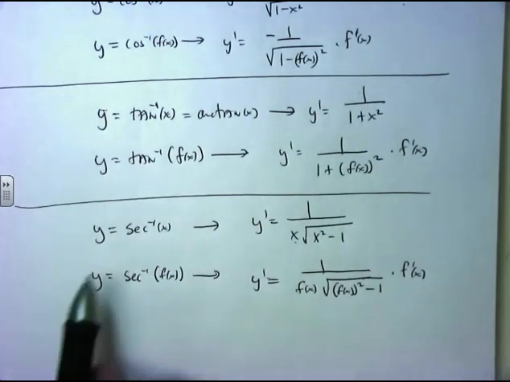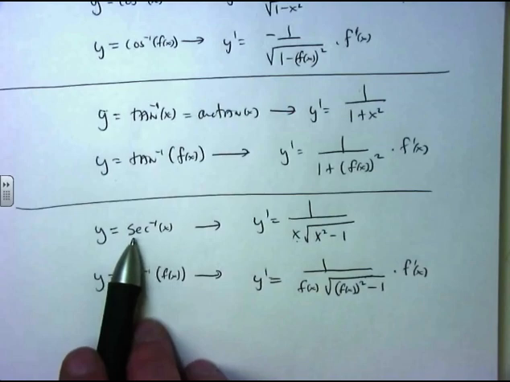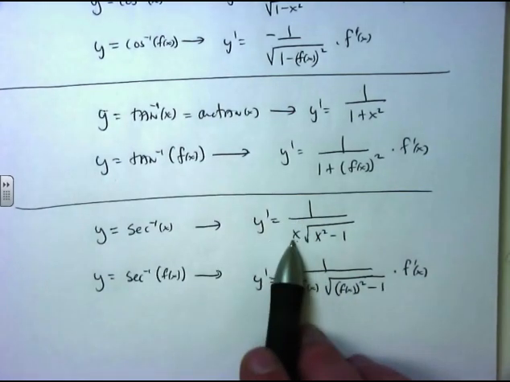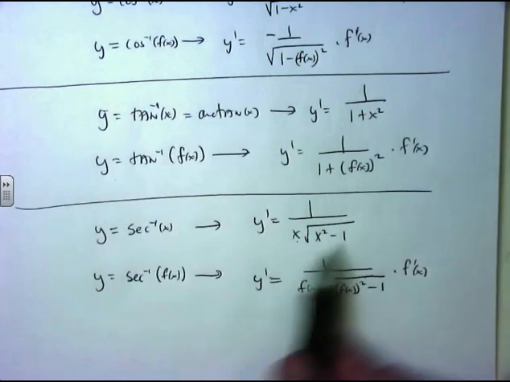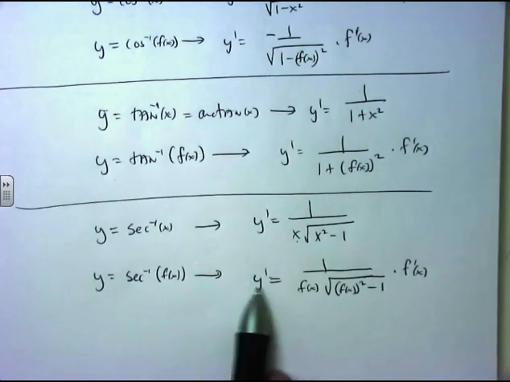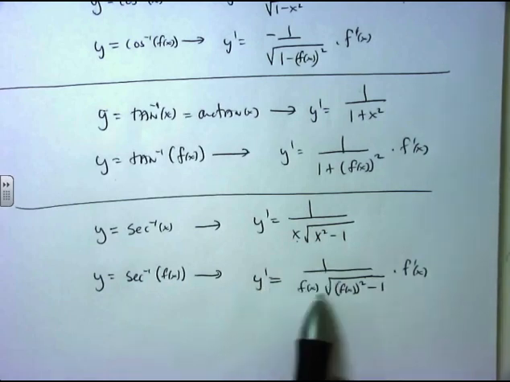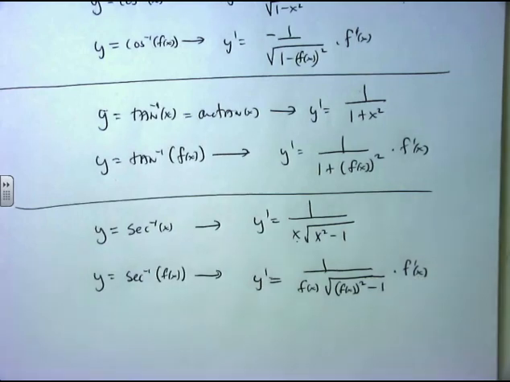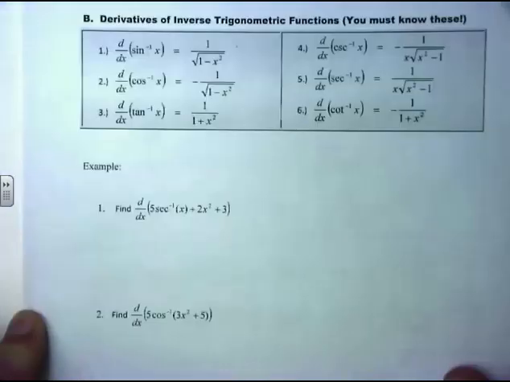And of course, if you took the derivative of the cosecant inverse of x, the derivative would be negative 1 over x times the square root of x squared minus 1. And therefore, the derivative of the cosecant inverse of a function would be negative 1 over the function times the square root of the function squared minus 1 times f prime of x, the derivative of the inside. So, let's see if we can do a few of these problems.